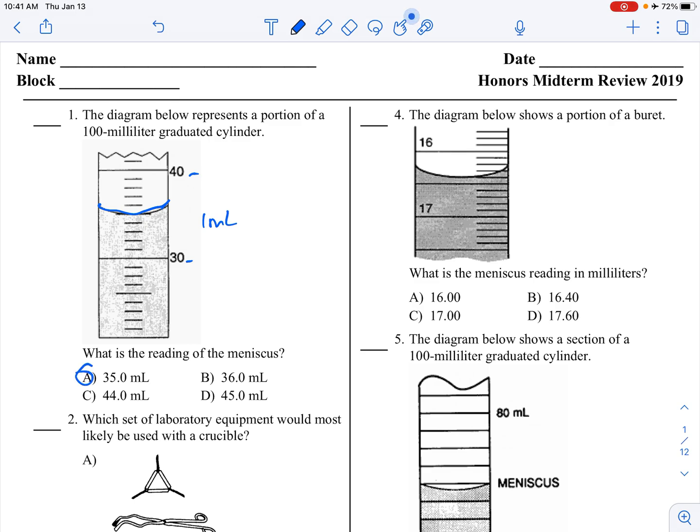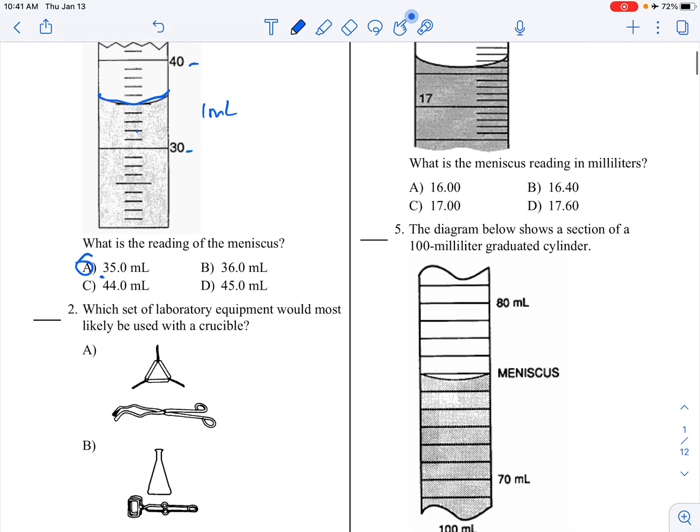So 35.0. And the reason why it's 35.0 is we are sure of the 30. We're sure of the 31, 2, 3. We're sure of the ones place. But we're not sure about the tenths place. That's where our estimation comes in. So that's why we can only go to the tenths place.